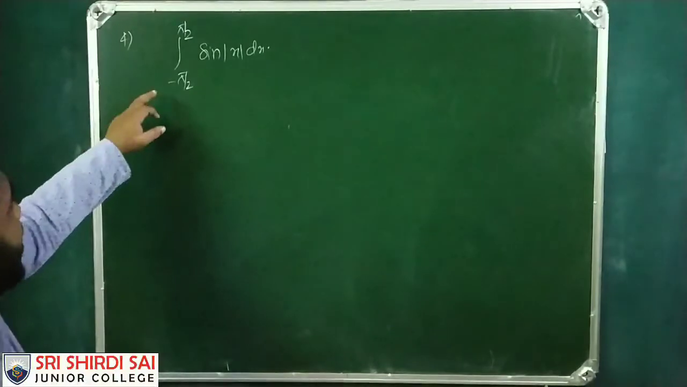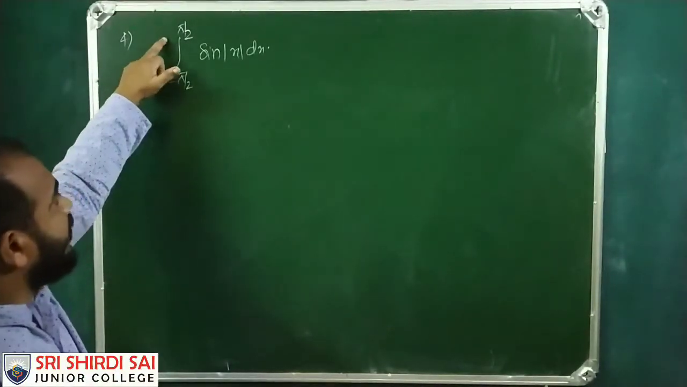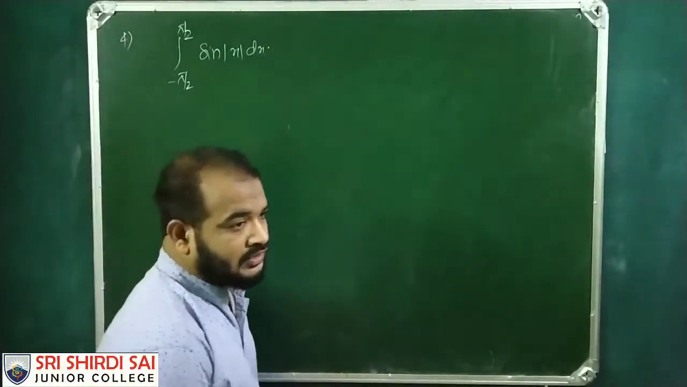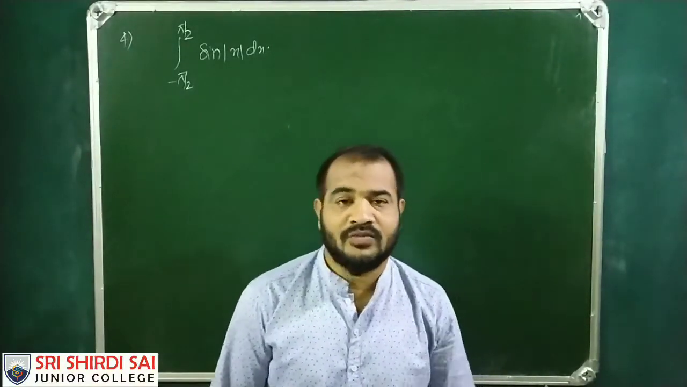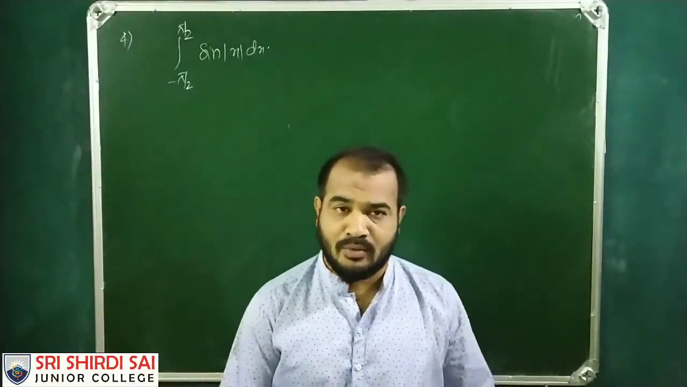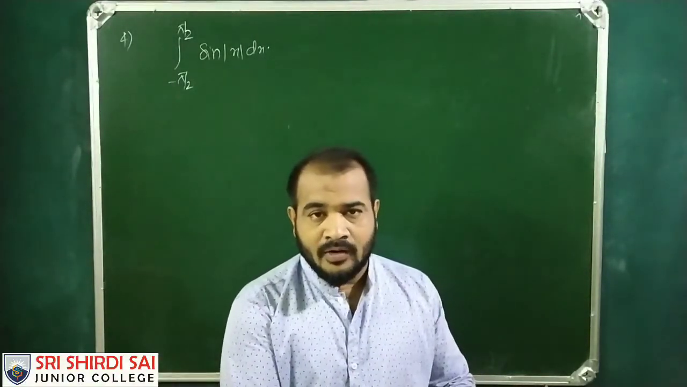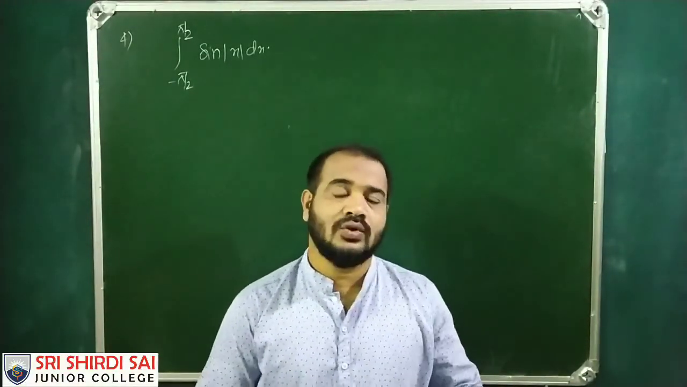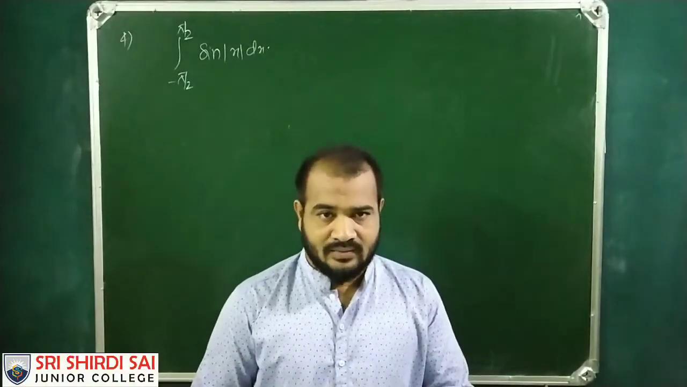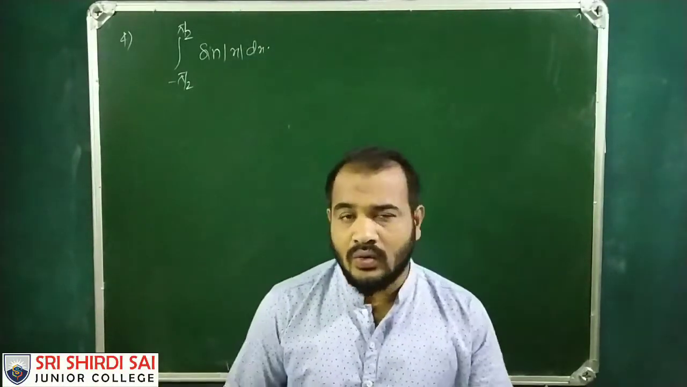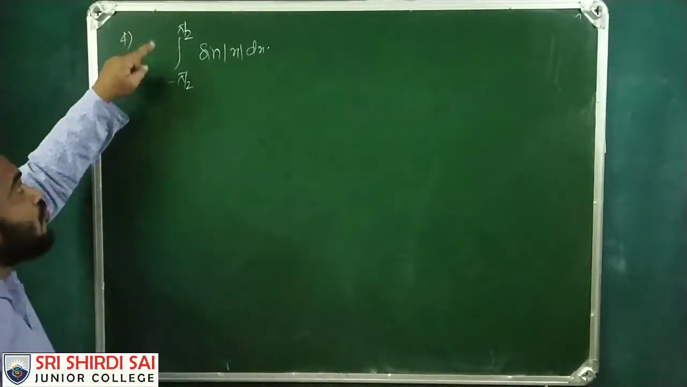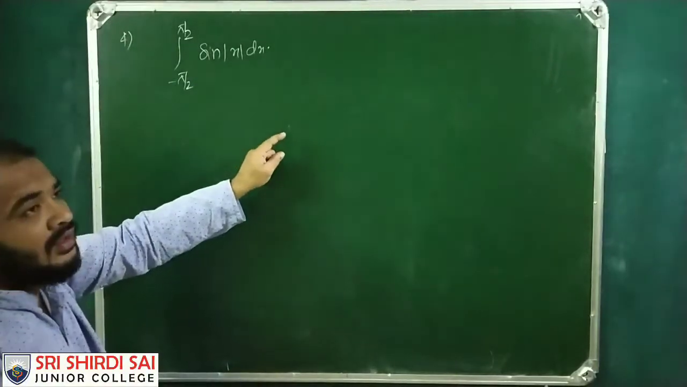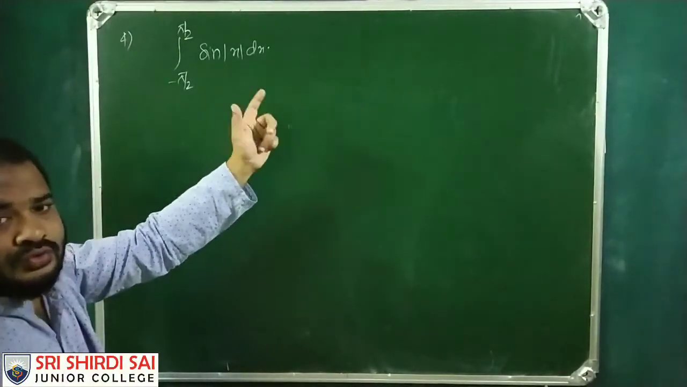The next question: integral minus pi by 2 to pi by 2 of sin mod x dx. So we have done enough problems as far as the modulus problems are concerned. As far as modulus is concerned, the property is it will be positive in some interval and negative in some other interval. So where it is being cut will be sorted out. How? Between minus pi by 2 and pi by 2, we need to find a limit where it varies from positive to negative or negative to positive.